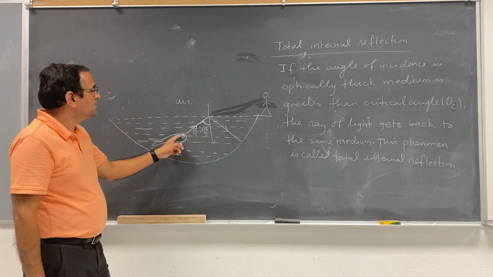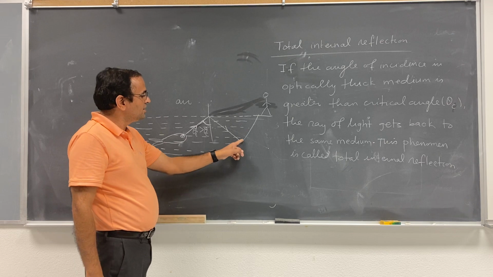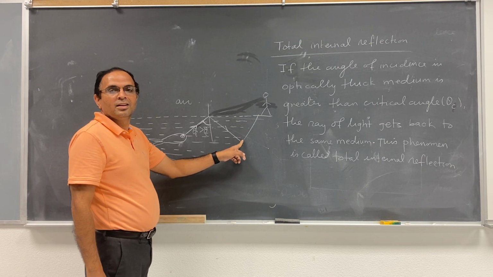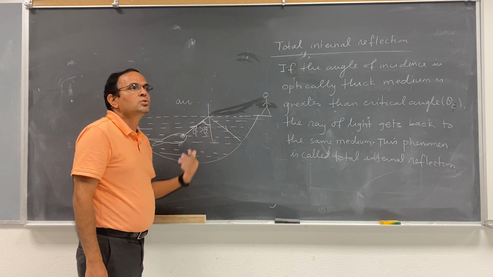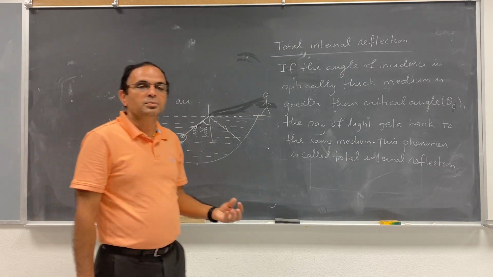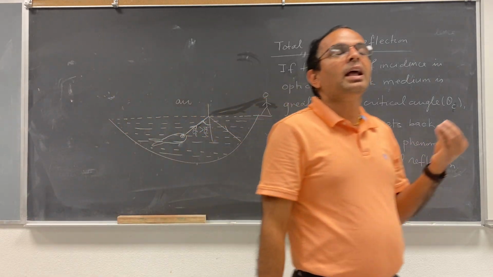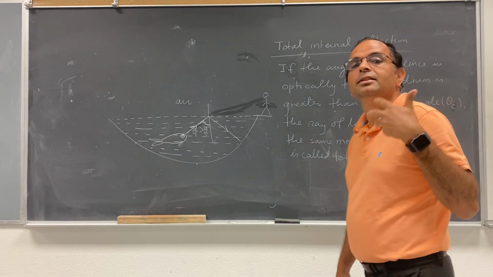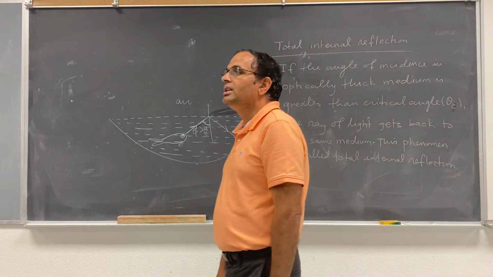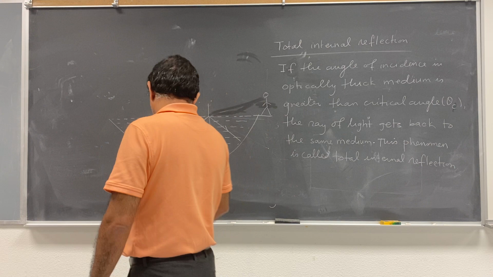Then the fish can see this point here. He can see the bottom of the pond, but he cannot see the fisherman. This is total internal reflection. That means if the angle of incidence in optically thick medium is greater than the critical angle, in that case the ray cannot refract, it reflects. That is total internal reflection.